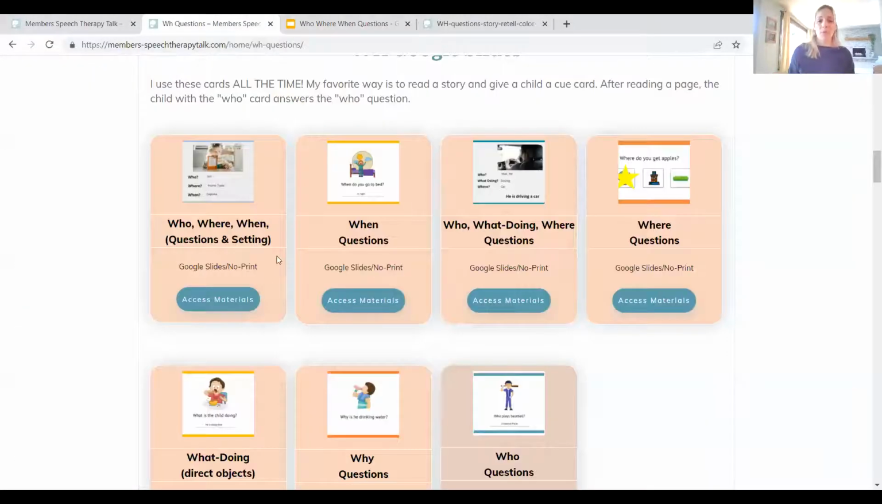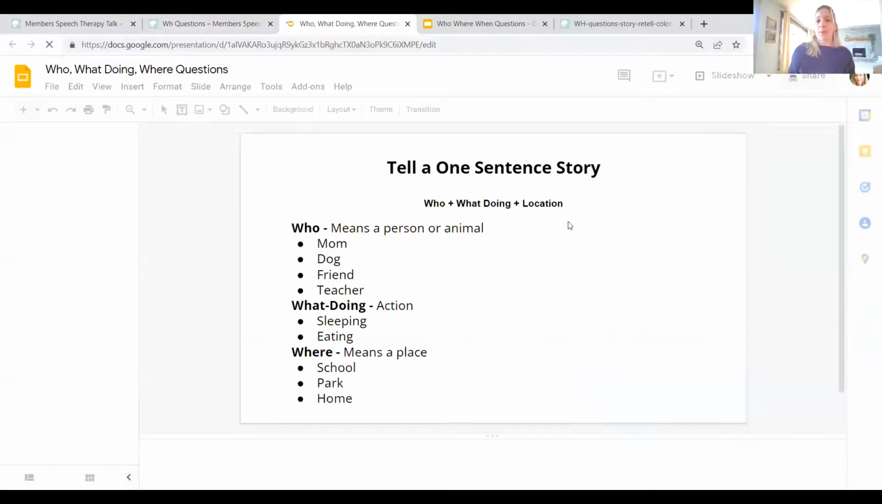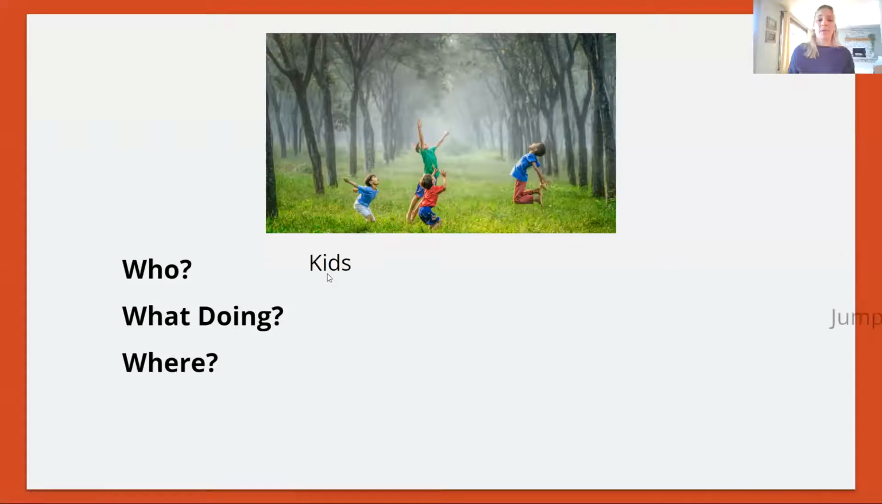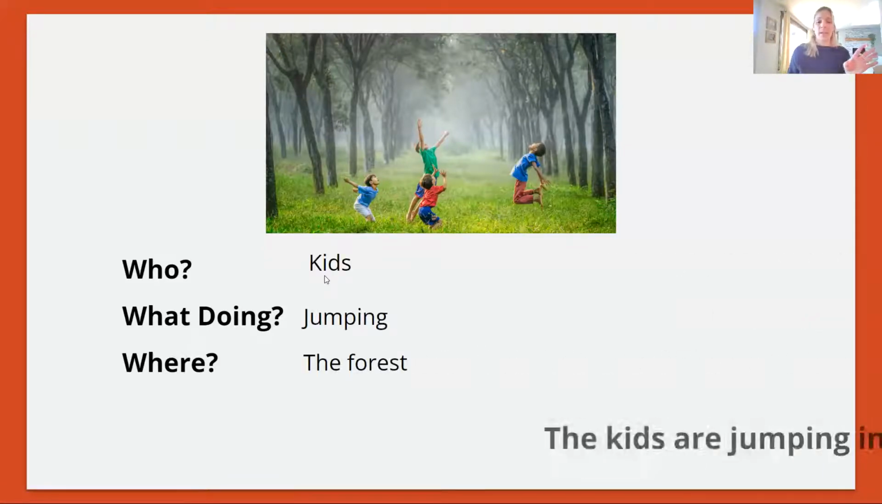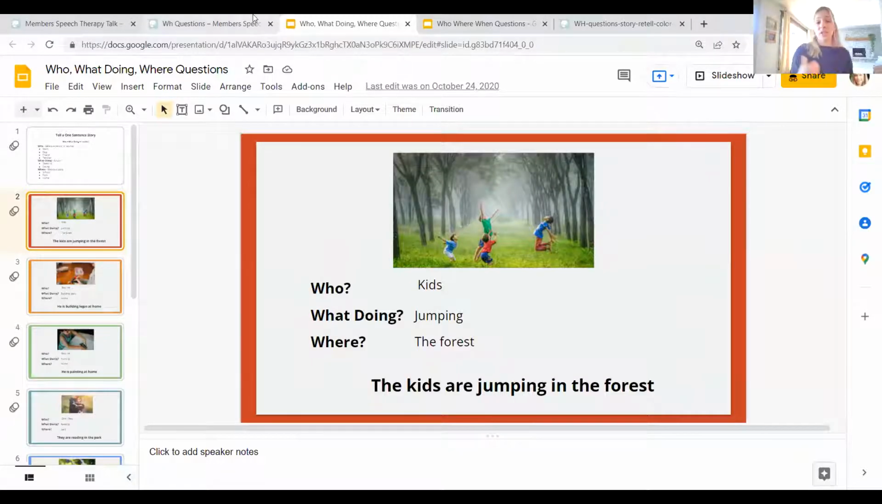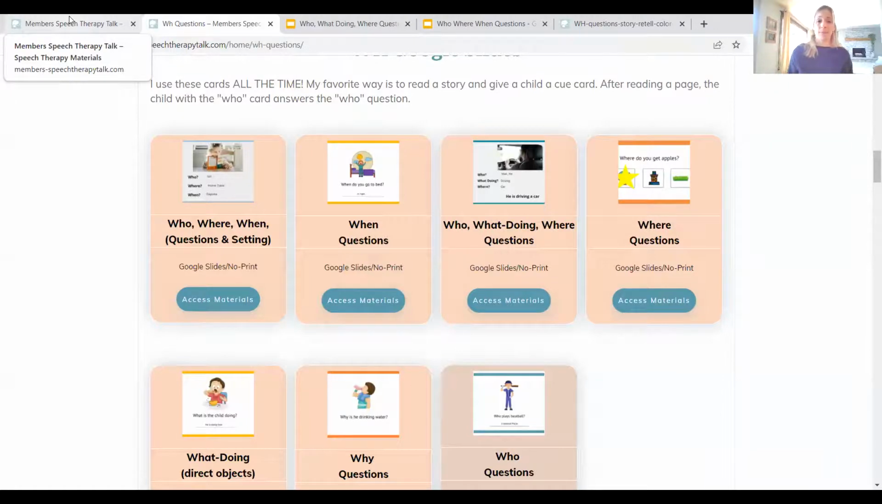So you have that option, or the very exact same thing, where they have to retell the story. Basically what we just did in the worksheet form, you have to click slideshow. The same thing, you first go through the questions and then you put it together. The kids are jumping in the forest. So you can use that for prepositions, for grammar, if you have a mixed group, you can even get some articulation in there, or you can practice your WH question story retell.